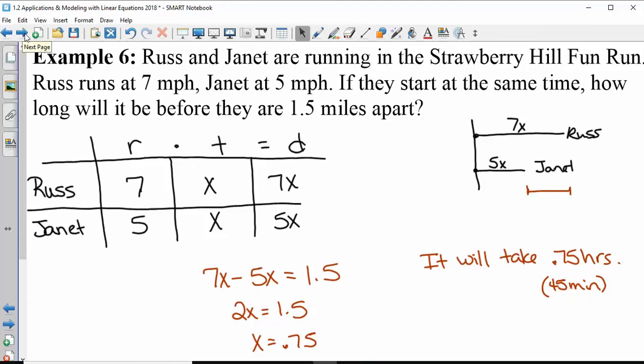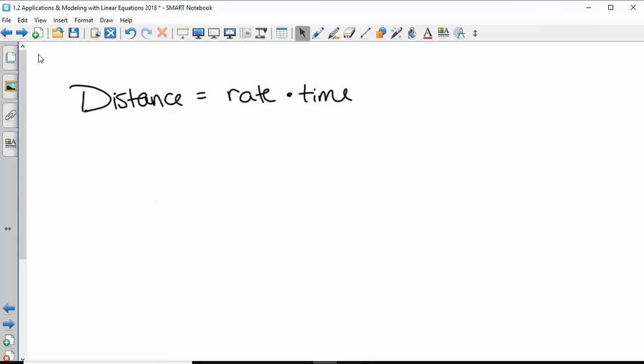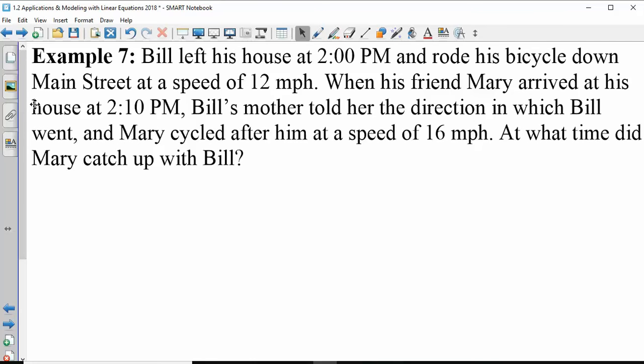Okay, let's take a look at another one. So Bill left his house at 2 p.m. and rode his bicycle down Main Street at a speed of 12 miles per hour. When his friend Mary arrived at his house at 2:10 p.m., Bill's mother told her the direction in which Bill went, and Mary cycled after him at a speed of 16 miles per hour. At what time did Mary catch up with Bill?